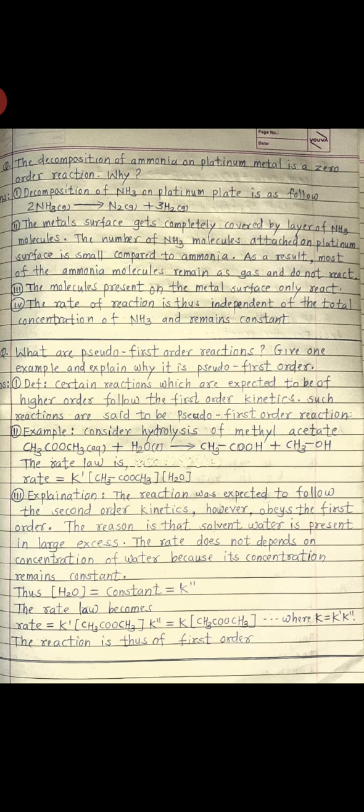The rate law is: rate is equal to k' into concentration of CH3COOCH3 into concentration of H2O. Now the explanation. The reaction was expected to follow the second order. In this reaction, how many reactant molecules are there? Two reactant molecules are there: the first one is methyl acetate and the second one is water. So that's why the molecularity of the reaction is 2. But in this reaction, water is present in large excess.